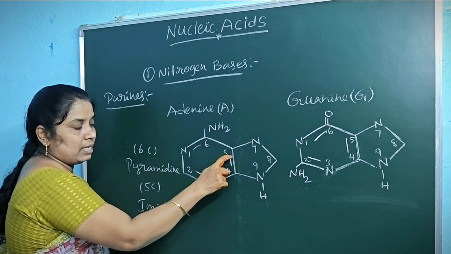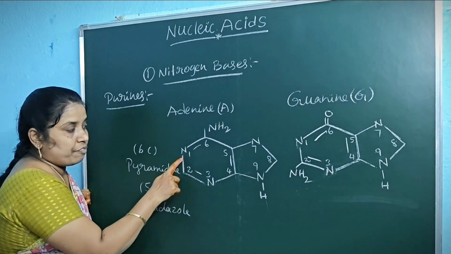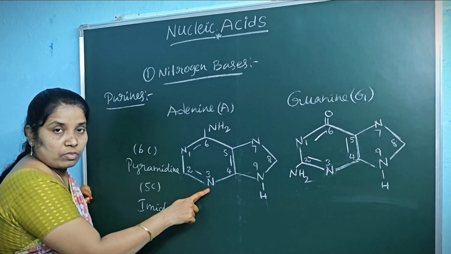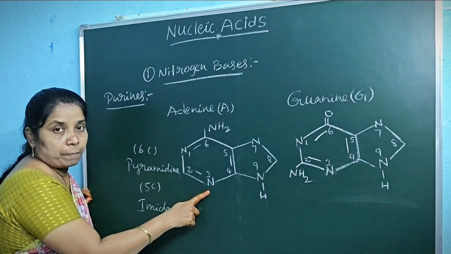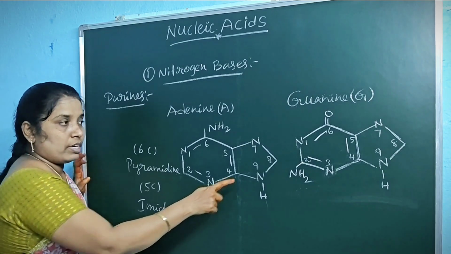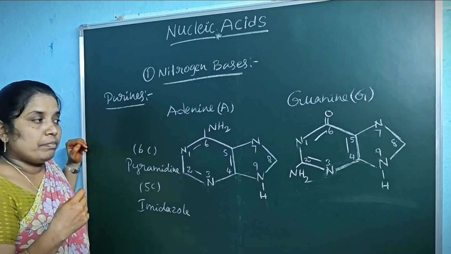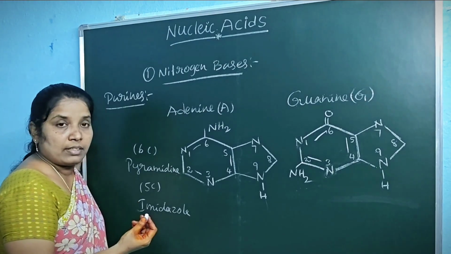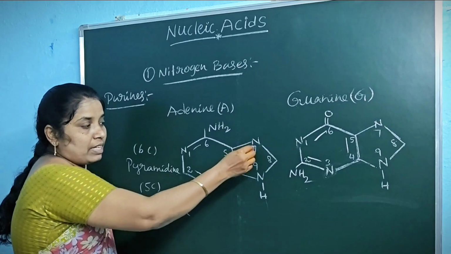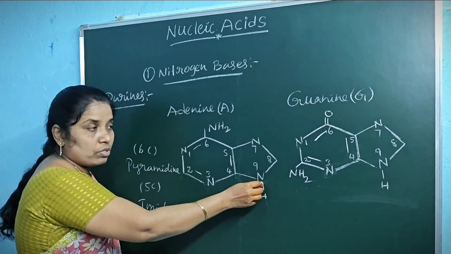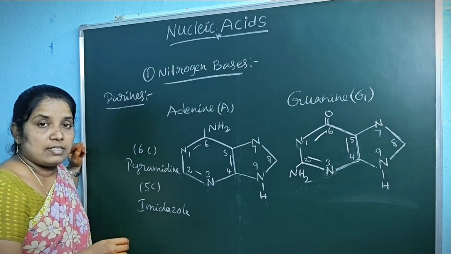So the pyrimidine ring is just like a benzene ring, but the difference is that the first and third carbons are occupied by nitrogen instead of carbon. Here also you can see the same. But in the case of the imidazole ring, that is similar to uric acid, but the difference is the 7th and ninth positions are occupied by nitrogen instead of carbon. So, that is the difference.